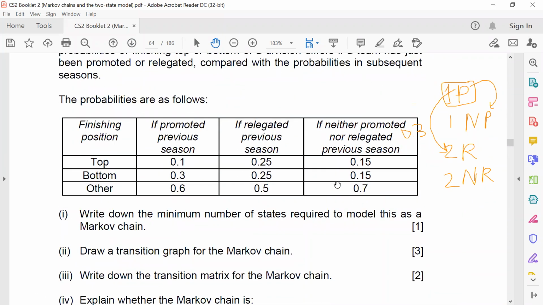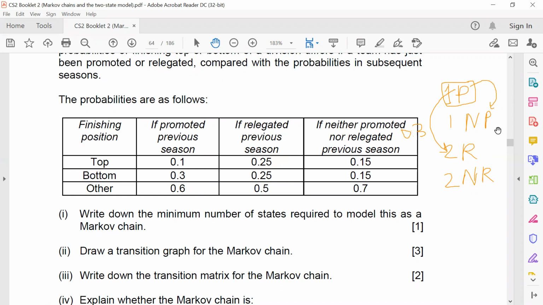All right. So now I discarded this, because when I'm at top and when I'm at other, nothing happens to me, right? I know that if I have been promoted and if I go in the bottom, I will be transferred to state 2. So I created this transition first. Then the next thing I see is, let's say if I were relegated in the previous season, and now if I'm at the top, then this 0.25 will be from 2R to 1.